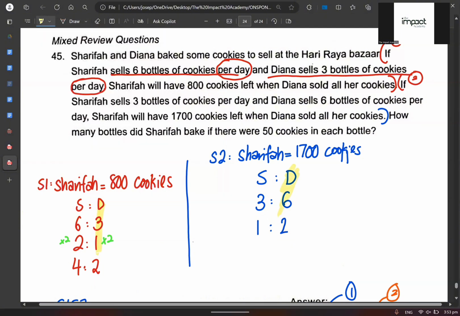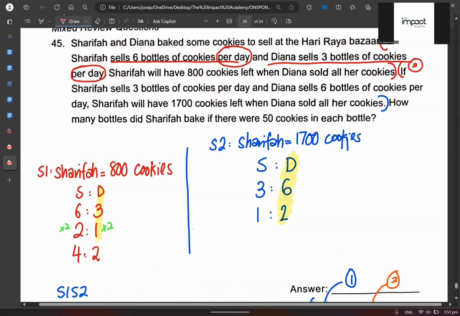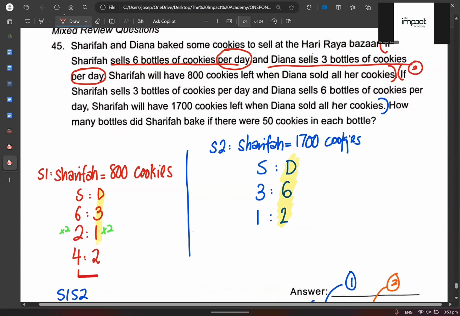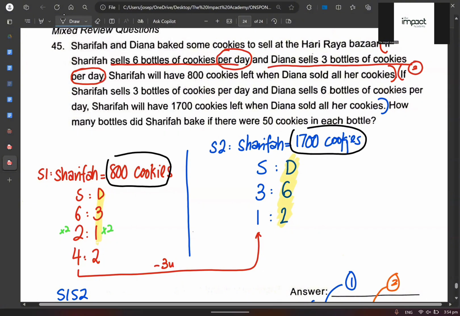Yeah, okay. So you can see all of this, right? All right, so from here itself, you can see something. Why is there a drop for Sharifah? Why is it that in situation 1 there are 4 units, and situation 2 is 1 unit? There's a drop of how many units? 3 units. What do you think caused that 3 units? That 3 units is the difference between which one and which one? This 800 and 1700. Am I making sense?